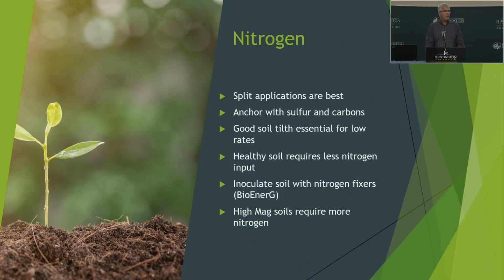We've talked about calcium-magnesium ratios quite a bit today, and the importance of that. If we have more available calcium, we're going to have a soil with better tilth. If you don't have that, it's going to take more magnesium, more nitrogen to grow a crop. If you have 25% magnesium in your soils, it's going to be hard to get by with low rates of nitrogen.